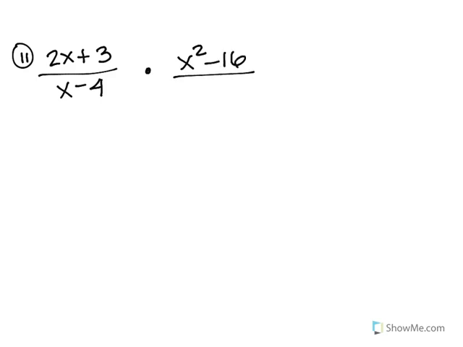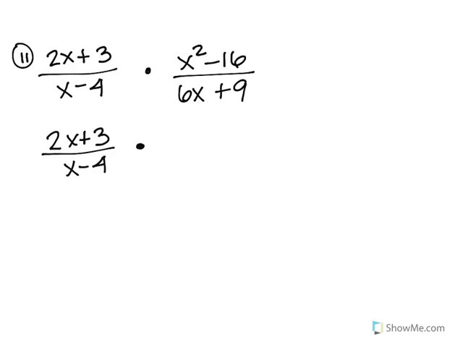Okay, the next part, we have multiply or divide. Write each answer in lowest terms. So on number 11, we have 2x plus 3 over x minus 4 times x squared minus 16 over 6x plus 9. So we're going to reduce where we can. On this first fraction, there's nothing to reduce, so I just rewrite it.